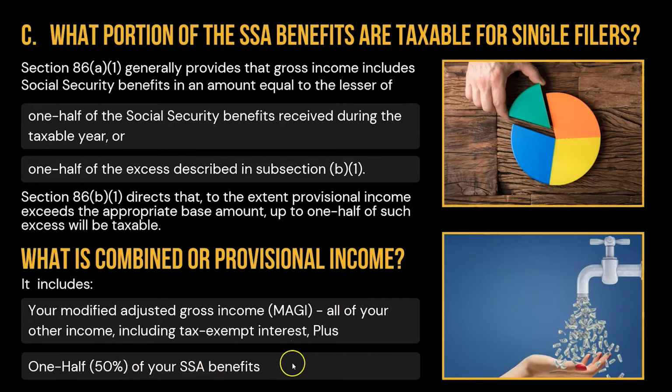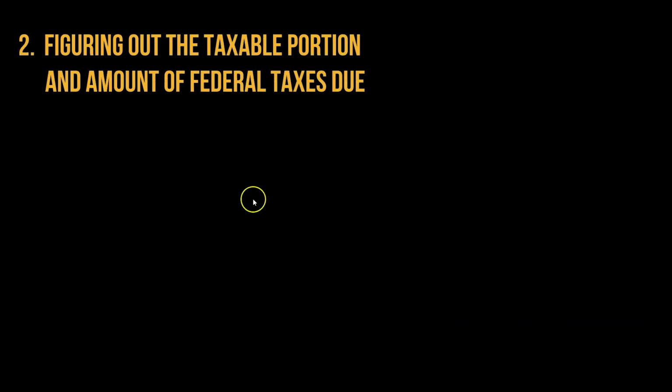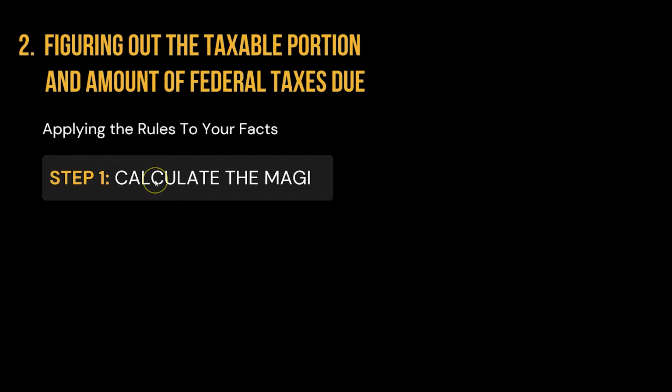So these are the foundations we've laid so far. Now let's figure out the taxable portion and the amount of federal taxes due. We're going to apply this taxpayer's facts to the rules.